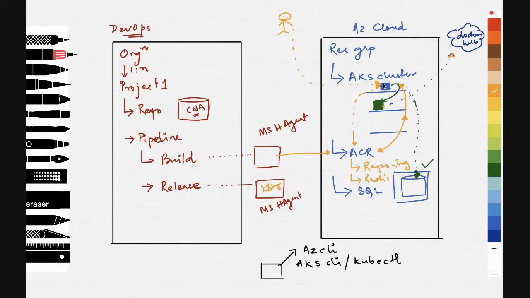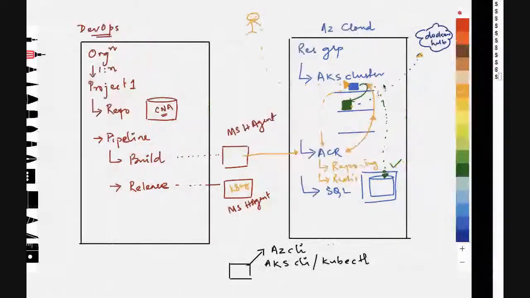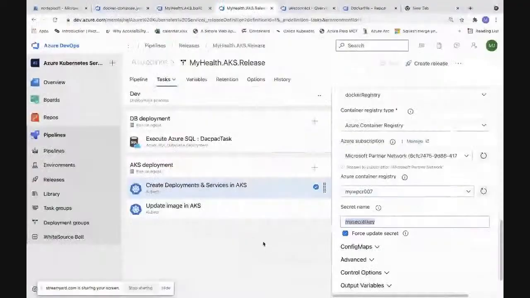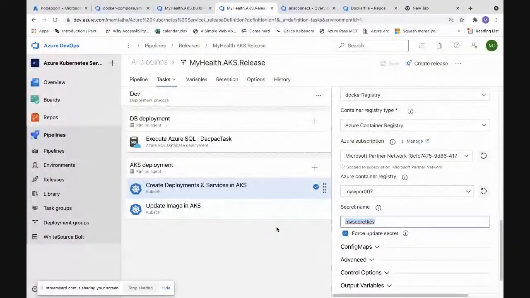We can certainly use, say, Helm charts. I need to have a readily available chart for it. If I have Helm charts, I can deploy Helm charts as well. Instead of picking up this task, I will pick up the Helm task and I can use Helm charts for the deployment. This is a basic one. I'm not using Helm charts here.